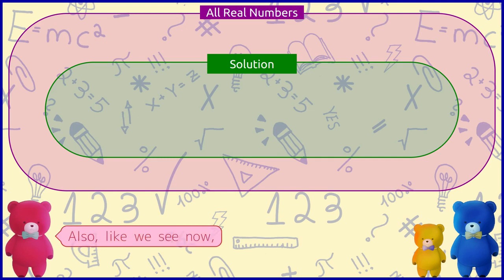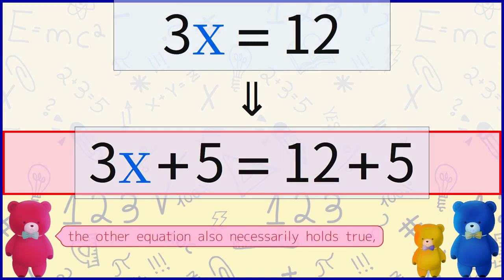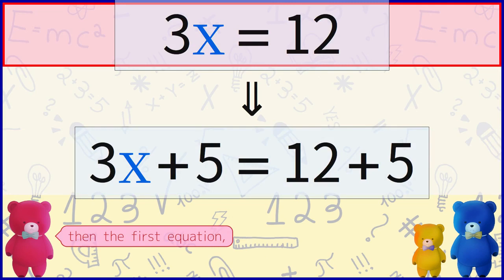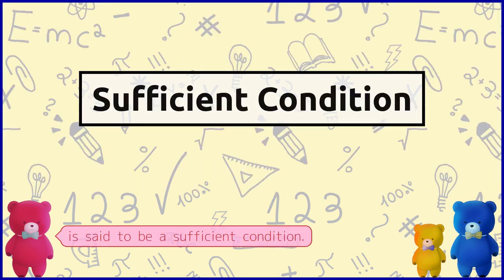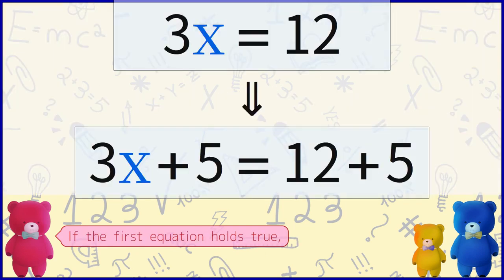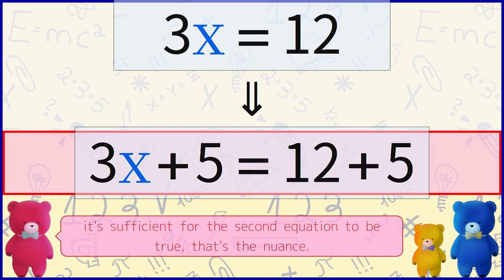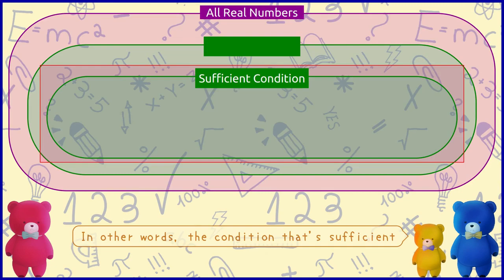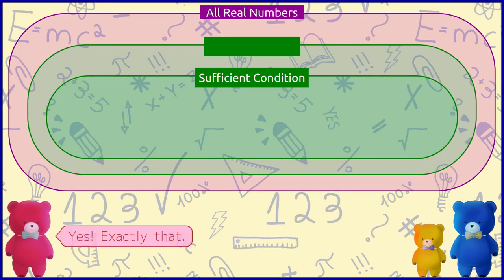Also, like we see now, if this equation holds true, then the other equation also necessarily holds true. Then the first equation, for the second equation, is said to be a sufficient condition. If the first equation holds true, it's sufficient for the second equation to be true, that's the nuance. In other words, the sufficient condition has a narrower range in which it holds true. Yes, exactly that.